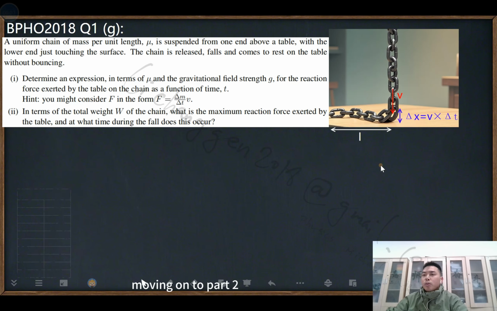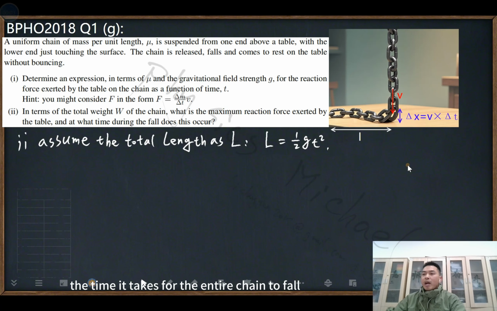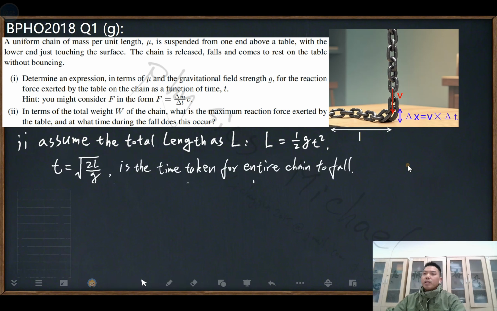Moving on to part 2, let's say the total length of the chain is L. We want to find the maximum reaction force, which will happen right at the end of the fall, when the last bit of the chain hits the table. From our earlier kinematic equation, the time it takes for the entire chain to fall is the square root of 2L over g. Substituting this into our expression for reaction force.